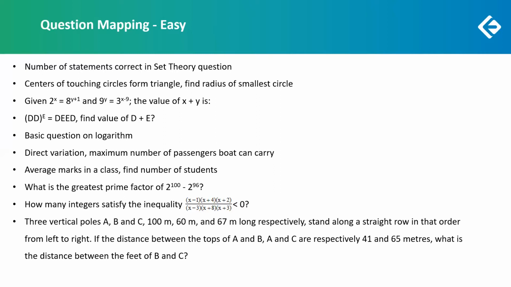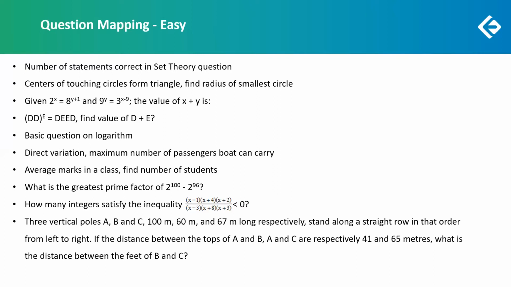We had 3 vertical poles of different heights that were given to us. They were standing in a straight row. Now we had the distance between the tops of A and B and the tops of A and C. So using the heights, the difference in the heights and the distance between the tops, we could find out the horizontal distances. And therefore, we could find out the distance between the feet of B and C. Standard basic question, should definitely have been attempted. Maybe the calculation would have taken you a bit of time, but in 2 minutes, you could have easily solved this.